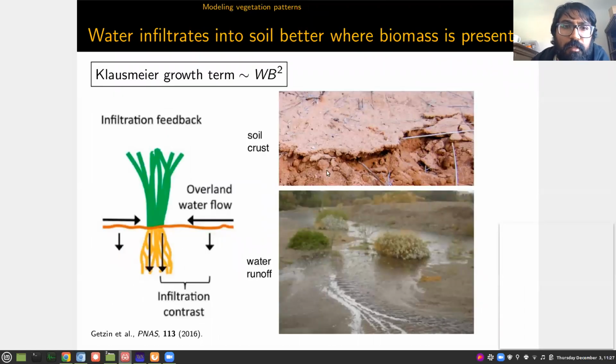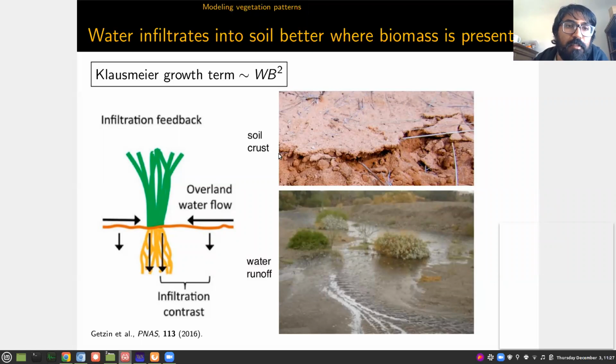Okay, and then the other thing, in terms of the underlying mechanisms, the nonlinear feedbacks that we think are important in the formation of these patterns. One of the most important ones is how biomass affects water flow. So there's this infiltration feedback where in these really dry desert regions, you tend to see a crust form on the surface, and it makes it hard for water to infiltrate down into the soil. But whenever we have plants there, they can break up that soil and allow increased porosity for the water to flow down into the soil.